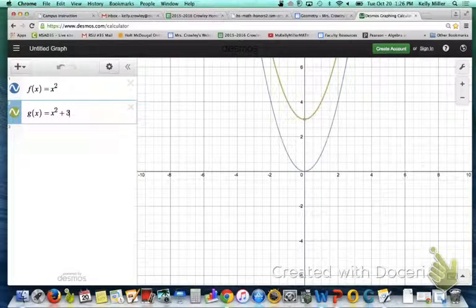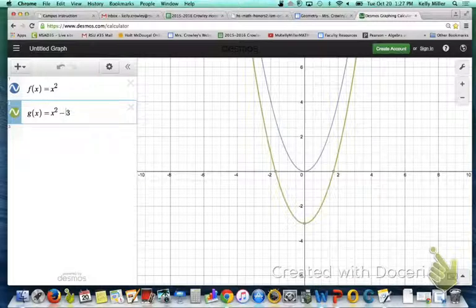So what's happening? What would be the transformation? It's going up how many units? From blue to green. I don't know what colors yours has. How many units? 3 units. Hence the plus 3. If we change that plus 3 to a minus 3, what do you think would happen to the green graph? It's going to go down 3 units, right?